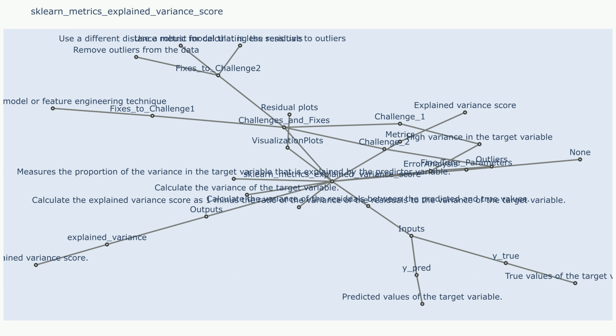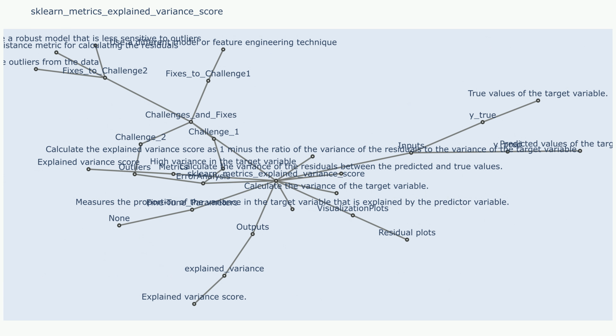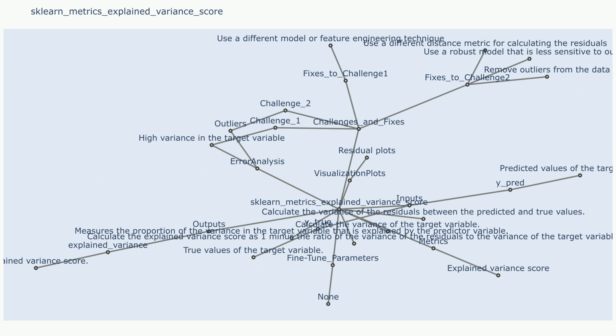Challenge 3: the explained variance score can be misleading if the target variable has a very small variance. In such cases, even a simple model might achieve a high explained variance score even if it does not capture the underlying relationships in the data effectively. Sample use case that resulted in Challenge 3: predicting a target variable with very little variation. For example, predicting the number of people in a room where the count is always between 10 and 15.